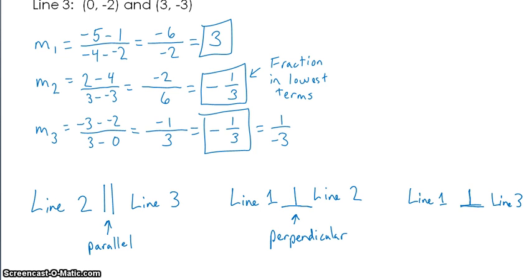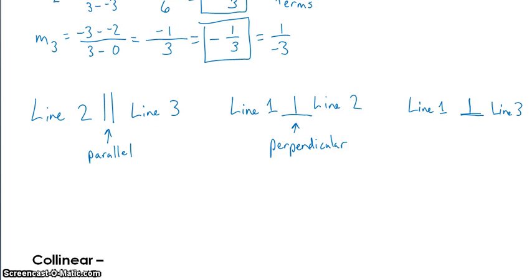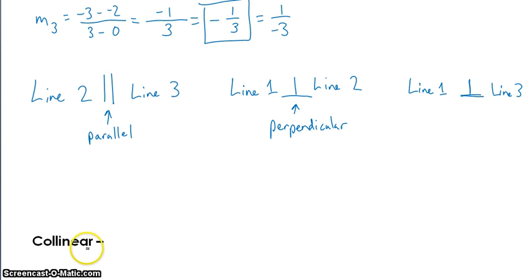The last thing we're going to cover today are two vocabulary words. The first vocabulary word is collinear. Co means together, linear means line. Collinear are points that are on the same line.